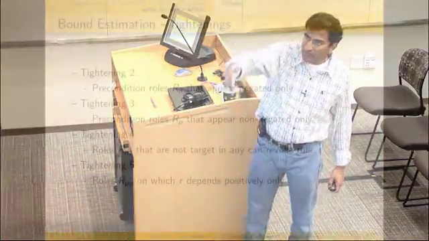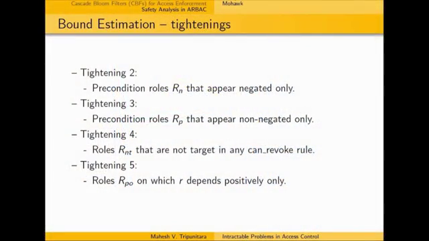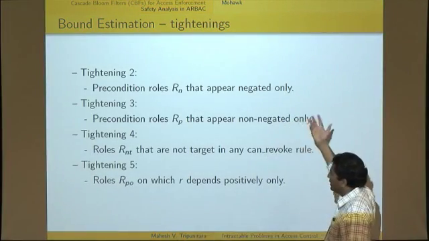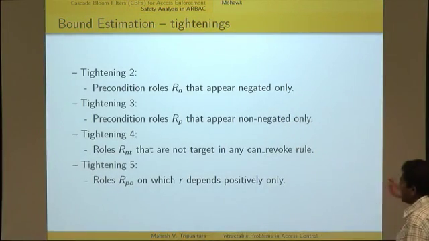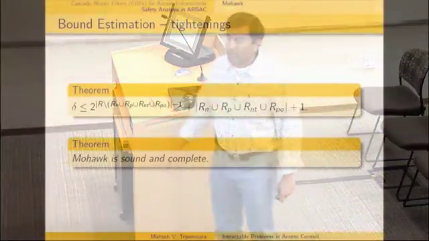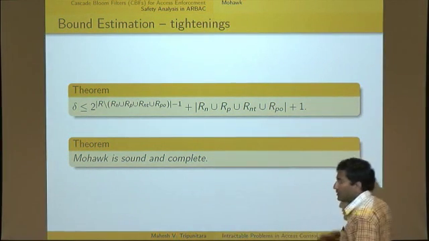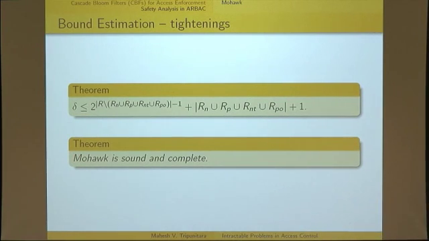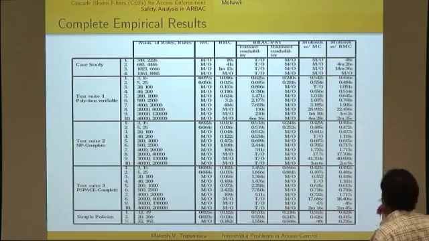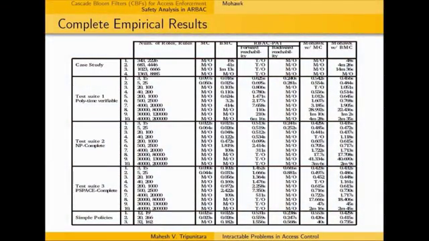So similarly, we have various tightenings. If there are some preconditions that appear negated only, then we know that the only thing that can be done is revocation from those roles, right? So basically, we end up with a set of roles here that we can remove from this, and then we stick them here. Right? And we don't sacrifice any correctness. That's what the theorem states. And now we get a dramatic improvement.